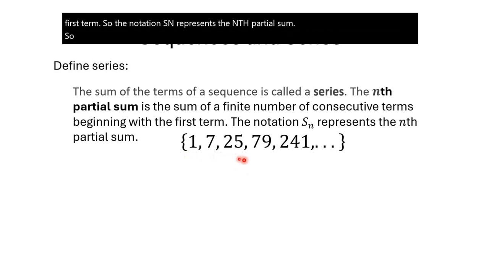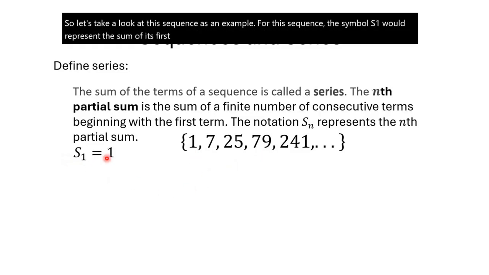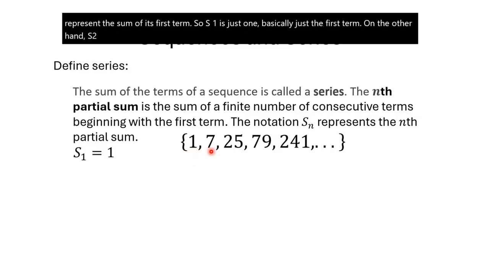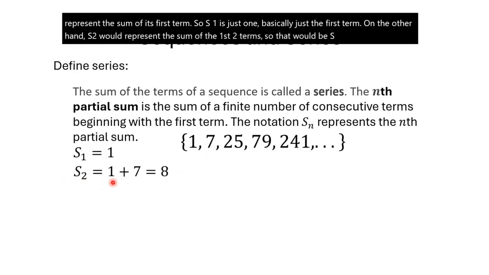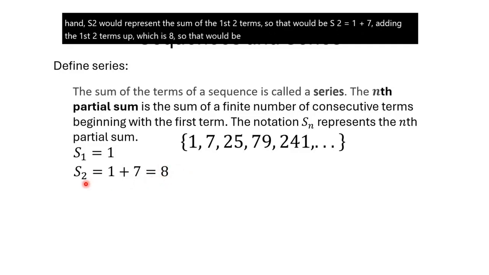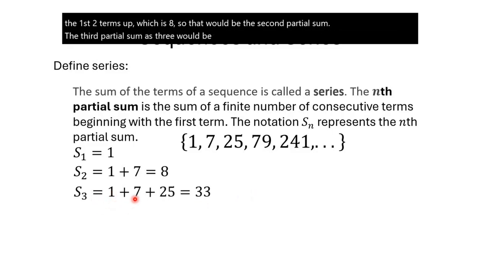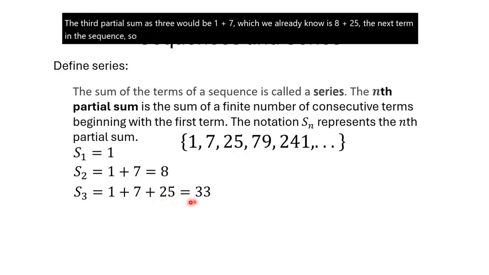So let's take a look at this sequence as an example. For this sequence, the symbol S1 would represent the sum of its first term. So S1 is just 1, basically just the first term. On the other hand, S2 would represent the sum of the first 2 terms. So S2 equals 1 plus 7, adding the first 2 terms up, which is 8. So that would be the second partial sum. The third partial sum, S3, would be 1 plus 7, which we already know is 8, plus 25, the next term in the sequence. So 8 plus 25 is 33. So the third partial sum for this given sequence would be 33.